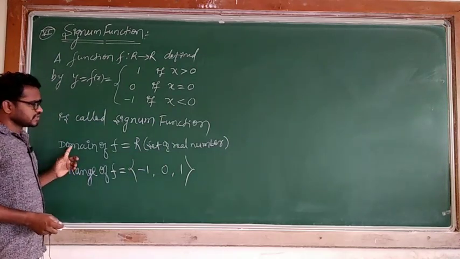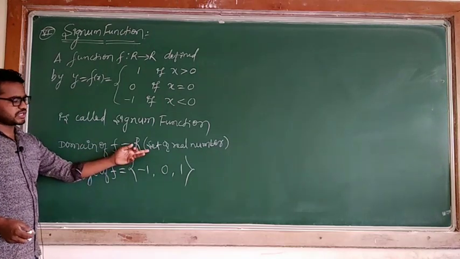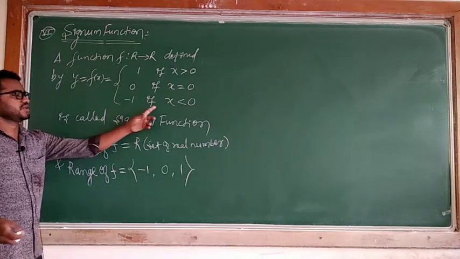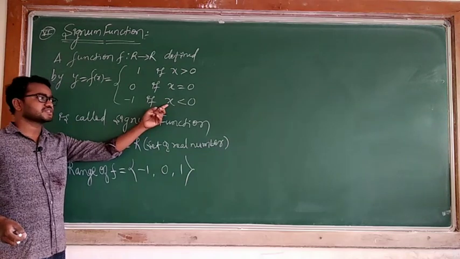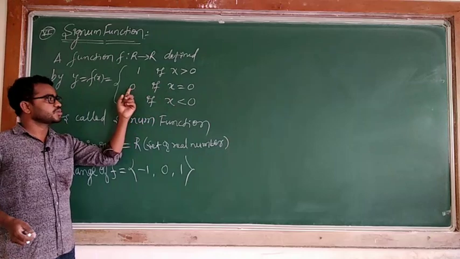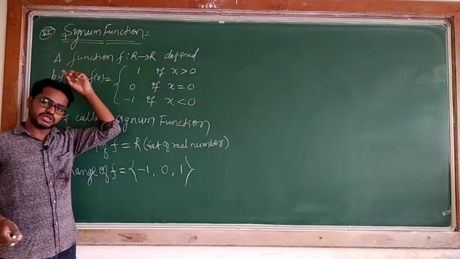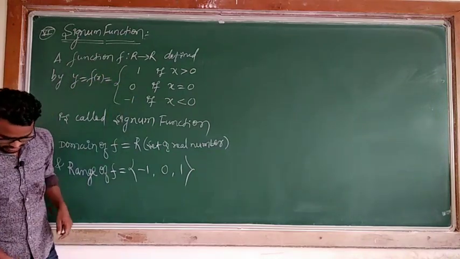In the case of domain, set of real numbers, you can take any: 0, positive, negative. But here the range is minus 1, 0, plus 1. You will get minus 1 when x is less than 0. When x is equal to 0, this value is also 0. When x is more than 0, this value is 1. I will take a graph. I will take points also.